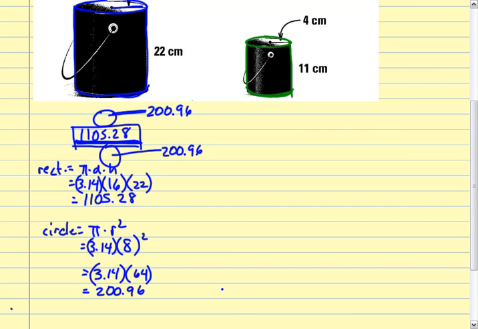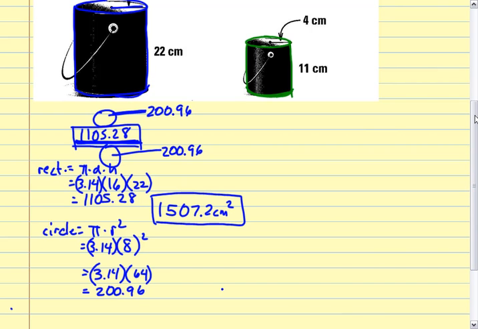Who has a calculator and they can figure that out for me? Emma, you got it? 201. No, that's the two circles. Read. 1,507.2 centimeters squared. And you know what? Read, I'm going to move this piece over just a little bit, and I'm going to box it in. Okay? That's our area for the blue can.